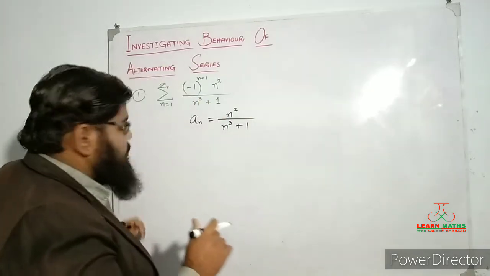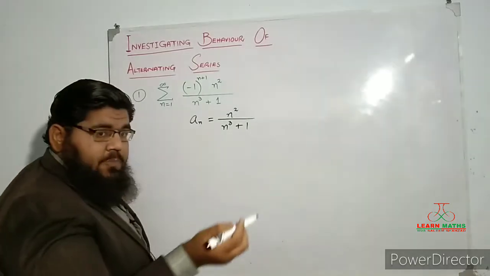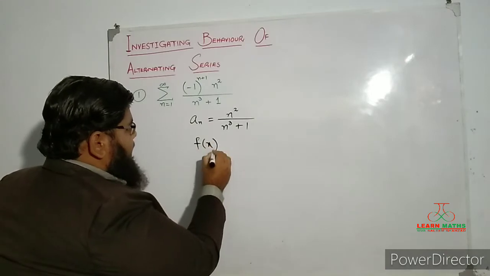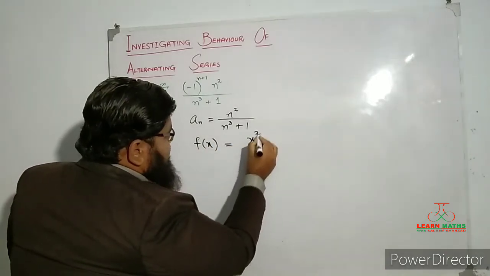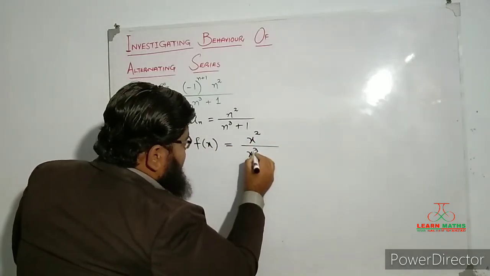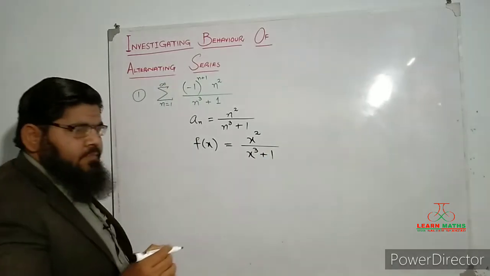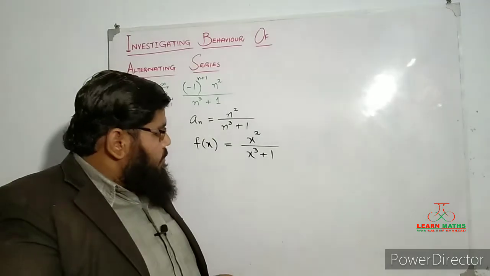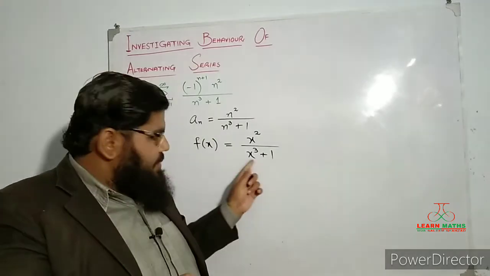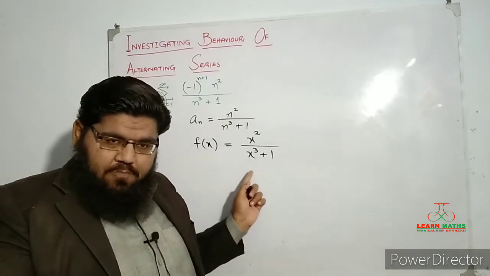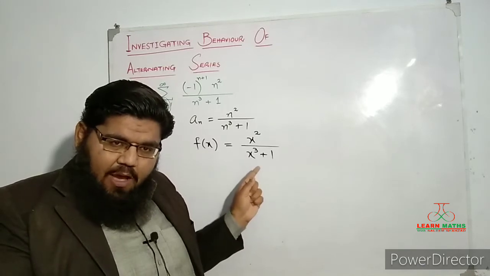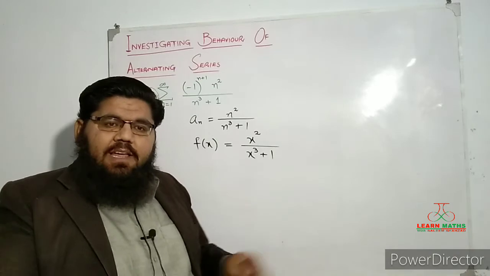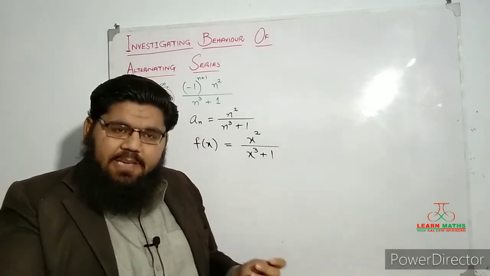The other way to check this is to construct a corresponding function. That corresponding function in this case will be x square over x cube plus 1. We just need to check the behavior of this function, whether it will decrease or it will increase. To check this we will apply our techniques from calculus.